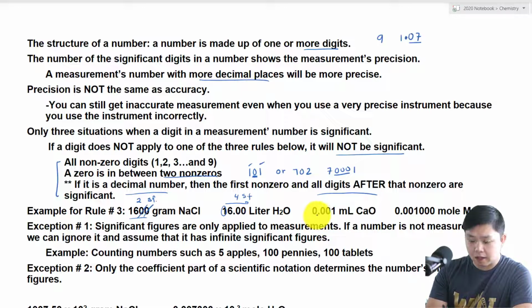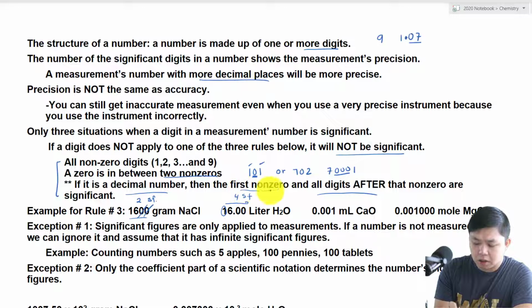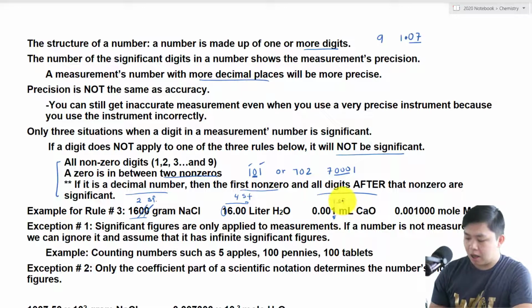Notice how it has a decimal, but again, go back to the idea. We start from our first non-zero. Here we have our first non-zero, and there's nothing after it, so we just have 1 significant digit. Okay, look at this one, how I changed this and added a bunch of 0 after that. So our first non-zero is right here, and it's a decimal number. We start counting. So 1, 2, 3, 4. So 4 significant digits. There you go.